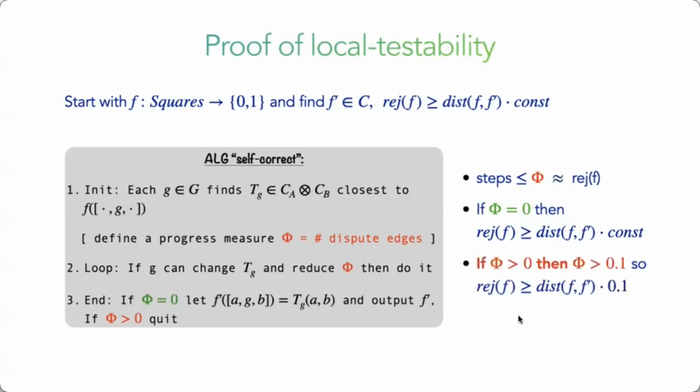And the difficult thing to prove, but I won't have time for it now, is to show that if you ended up with 0, that means you're close to a codeword, and this f prime is a close codeword. But if you got stuck without getting to 0, it means that phi had to be very large to begin with. Okay, so basically there's no local minimum that's small. All the local minima are either large or 0.